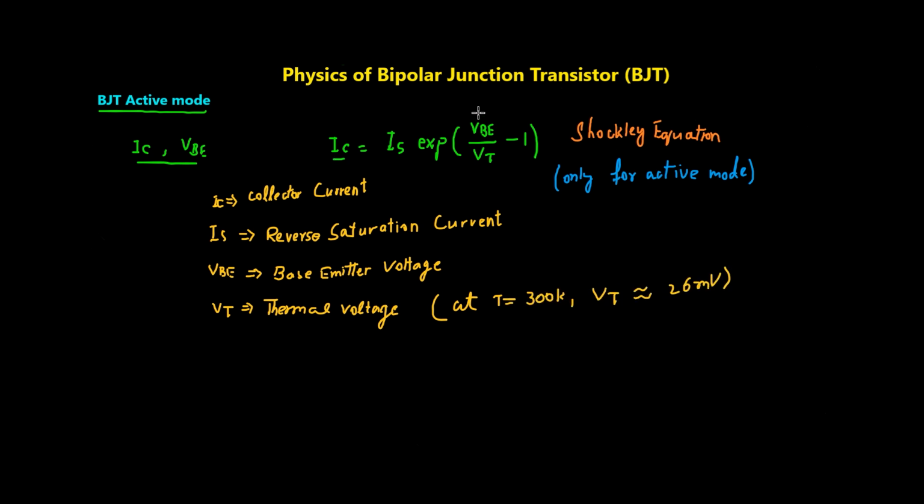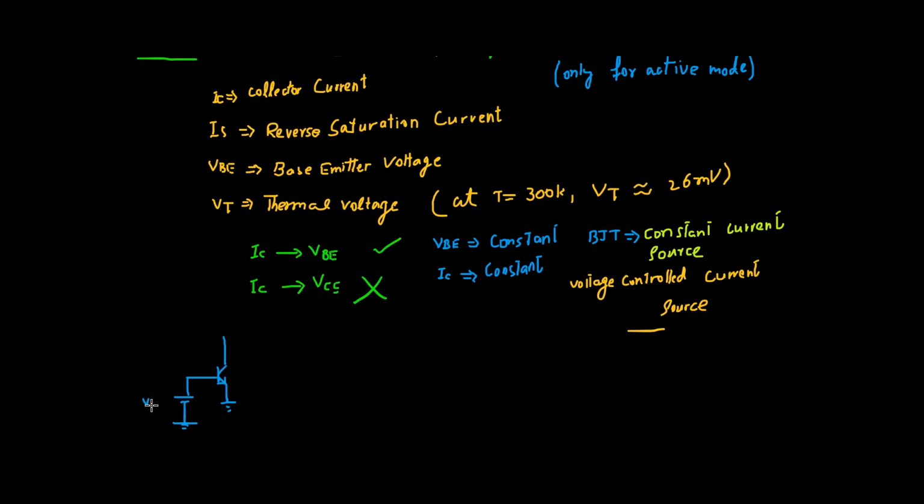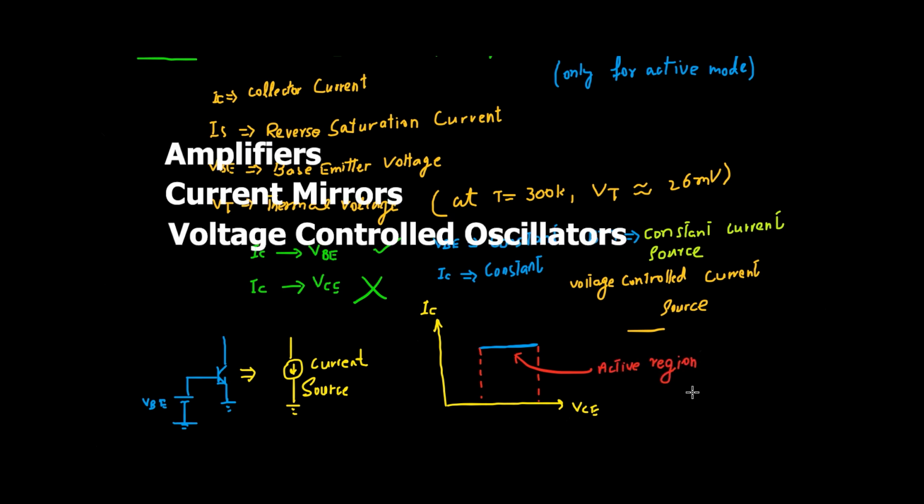Now if we focus on the above equation, the equation tells that IC depends on VBE and, surprisingly, not on VCE, which is strange. So if we have constant voltage at the base, the BJT will behave as a constant current source, or you can say a voltage controlled current source, because the collector current is being controlled by the base-emitter voltage. Now if we plot the collector current versus VCE, a constant region will denote the active region. A BJT as a constant current source has many applications, including amplifiers, current mirrors, and voltage controlled oscillators, which we will discuss later.